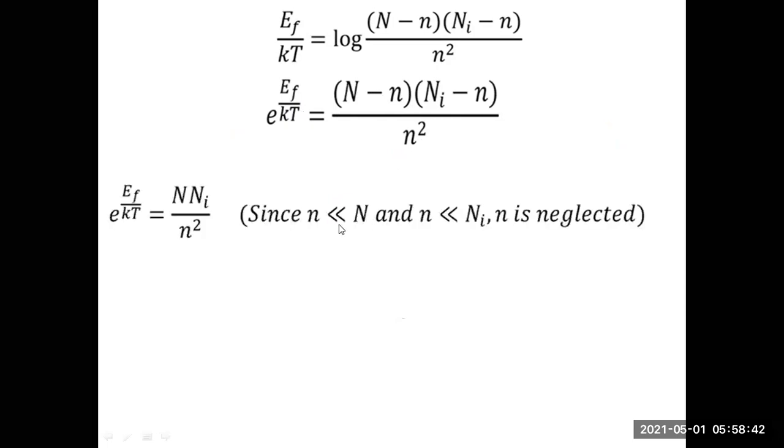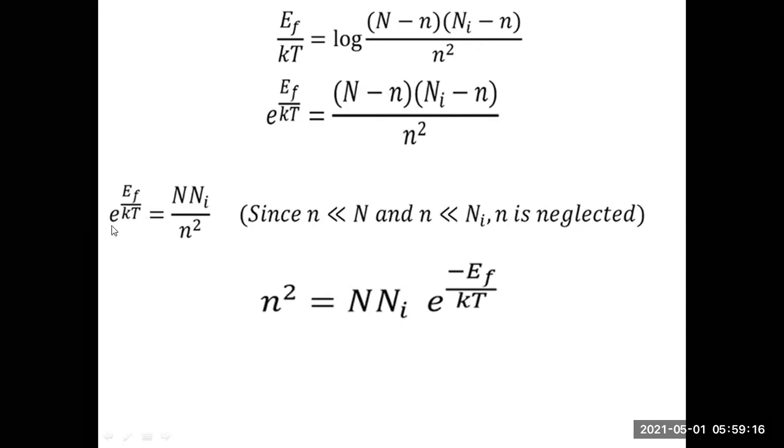So you already know, if small n is very much less than capital N, and also small n is very much less than capital N suffix i, so small n can be neglected. So this value we are neglecting. So what is remaining? N into Ni. E to the power of EF by KT is equal to N into Ni by n square. We want n only, right? So n square will go to this side, capital N into capital N suffix i, so this will go to the numerator.